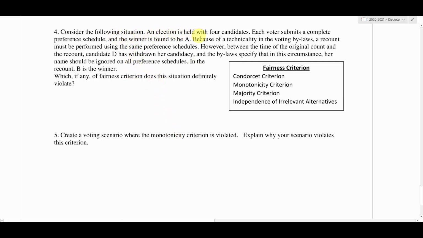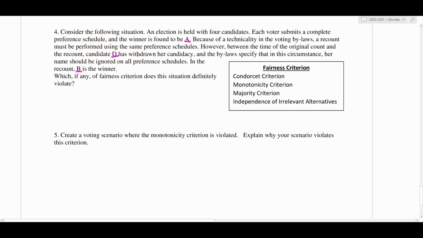All right, so in this situation, an election is held with 4 candidates. It says each voter submits a complete preference schedule and the winner is found to be A. So A wins. But because of a technicality in the voting bylaws, a recount must be performed using the same preference schedules. However, between the time of the original count and the recount, candidate D has withdrawn her candidacy, and the laws specify that in this circumstance, her name should be ignored on all the preference schedules. When they redo the vote, B wins. So A won, and then they did a recount without D, and somehow that got B to be the winner.